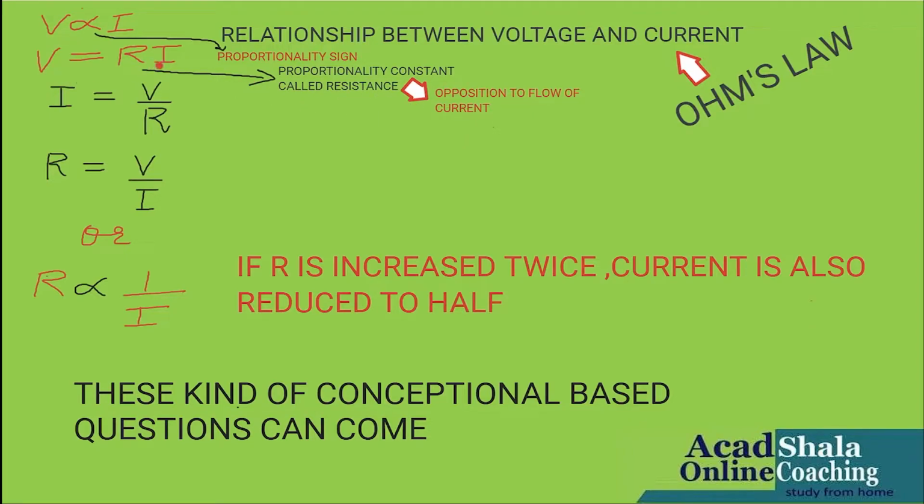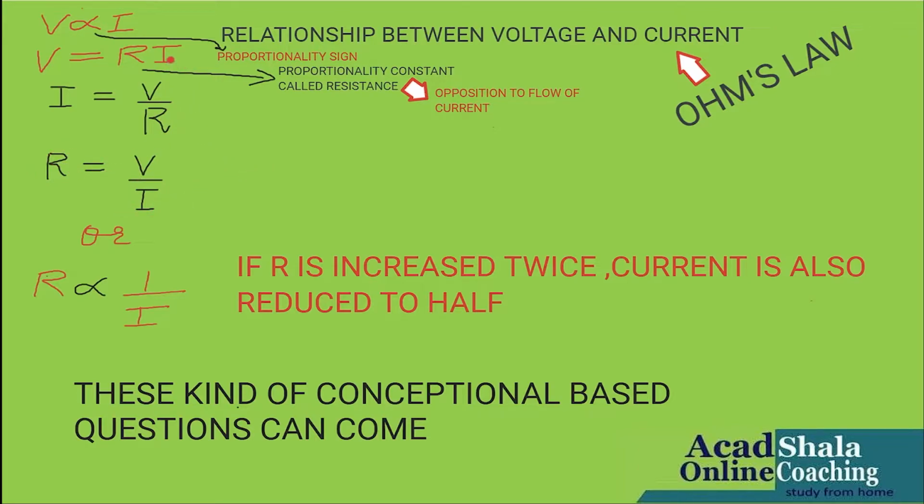Now, we can also take out the expression from this king formula as I is equal to V upon R. Or if we want to find out the resistance, we can find it as R is equal to V upon I.